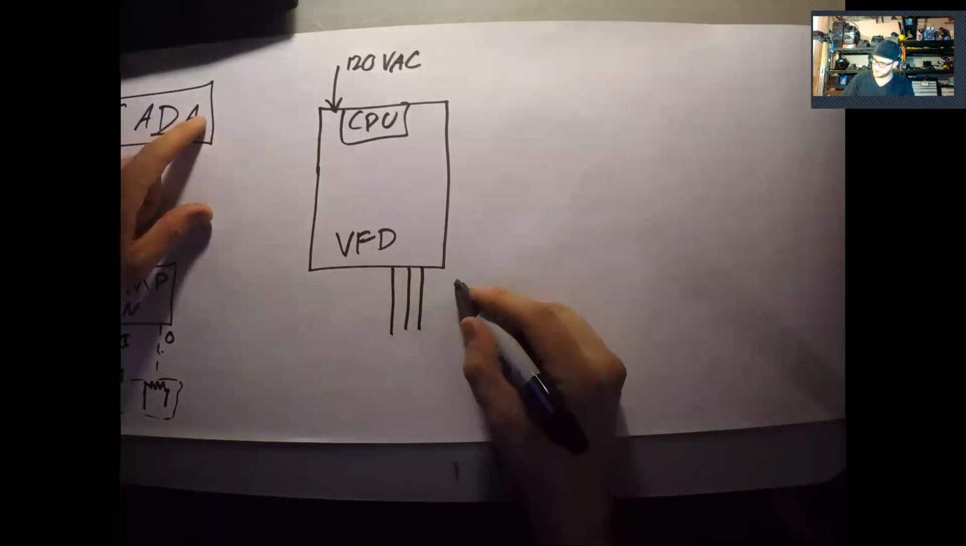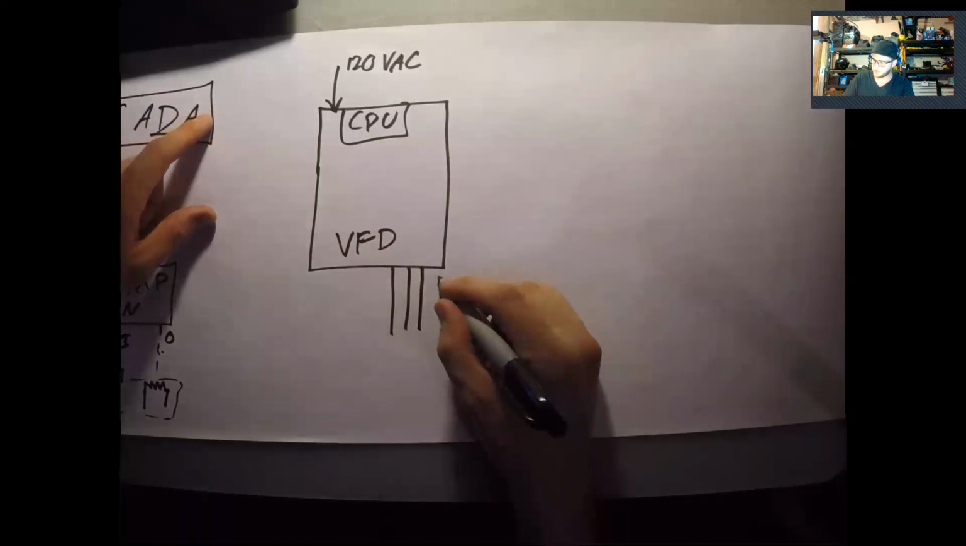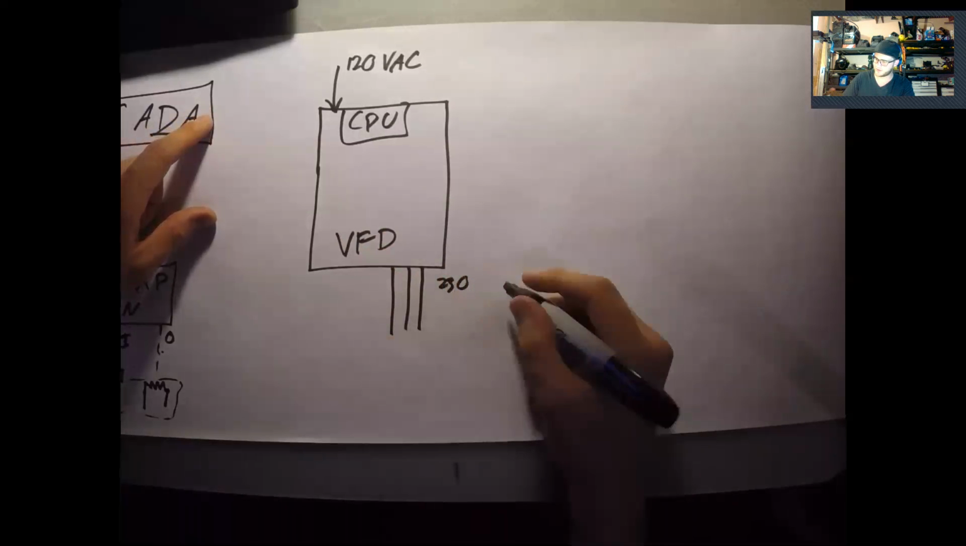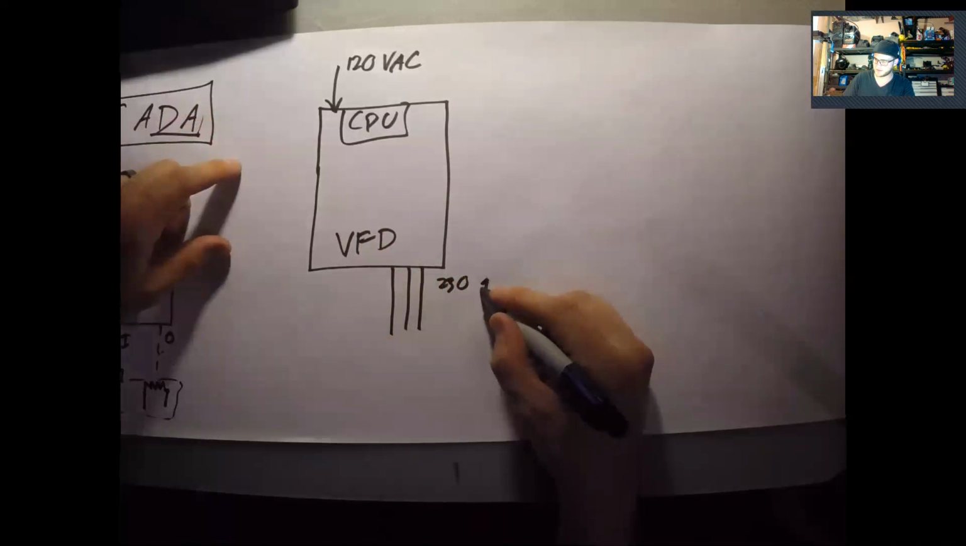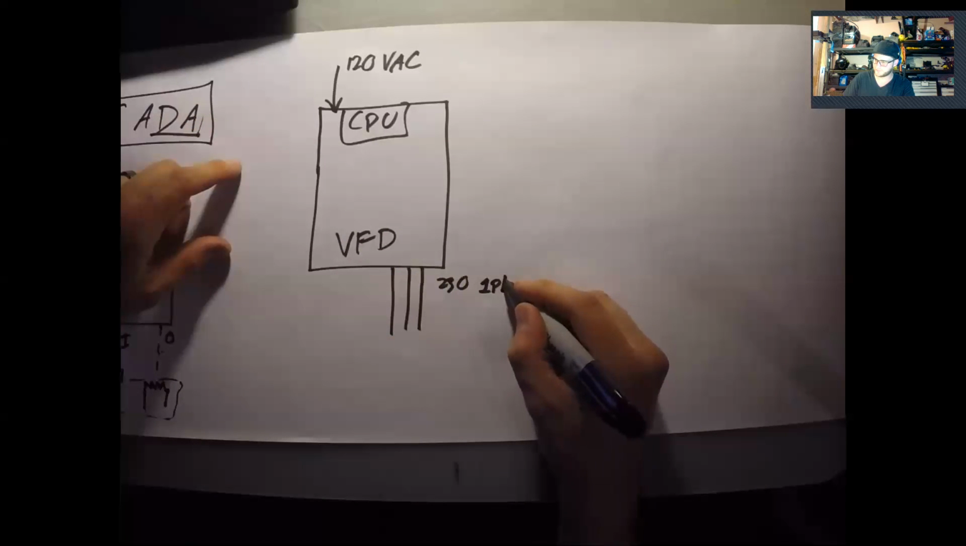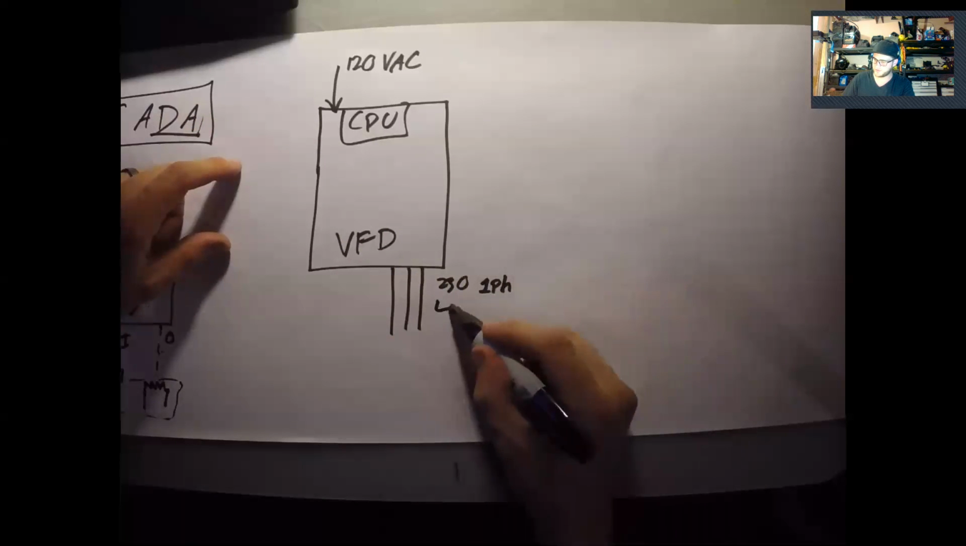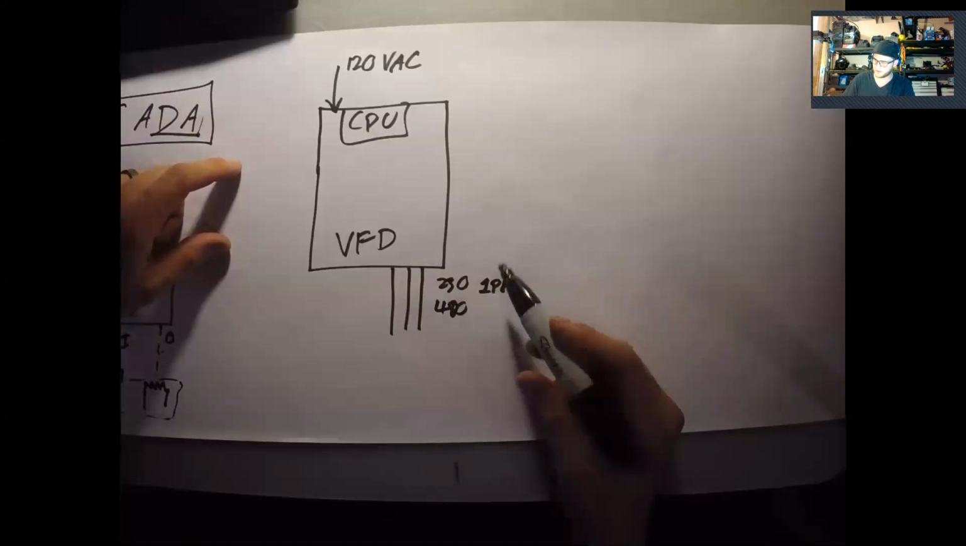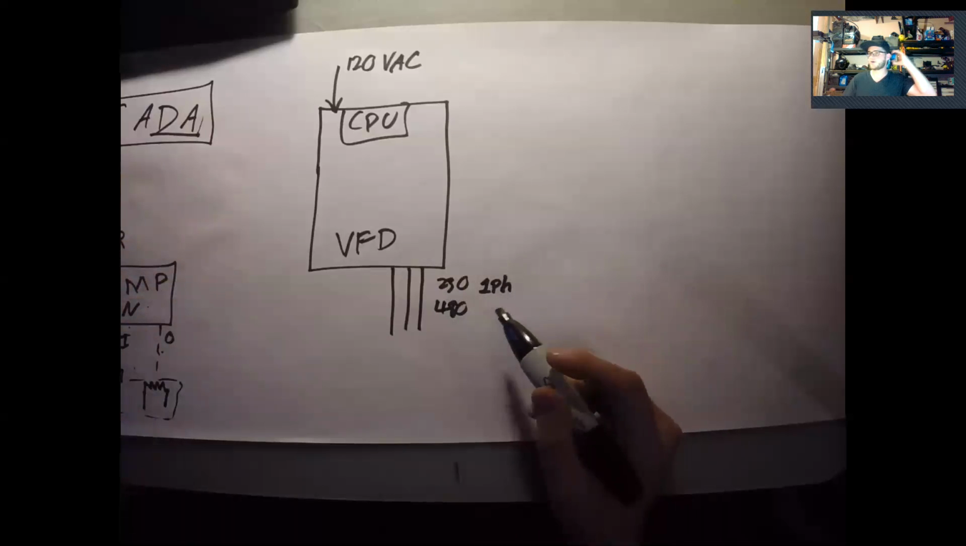And then this is going to output some AC power. So in our case, it's 230 single phase, but it could be 480. And this is AC power.